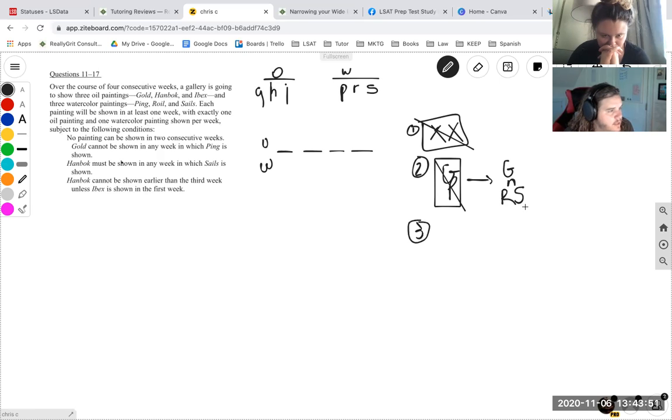All right, H must be shown in any week that S is shown. Okay, so we would do H, S, and those two are going to be in a box together. Okay, so this one is a little bit different because this is saying if S is shown, then we must have H. But couldn't we have H without S? Yes, we could. So that's where these don't have to go together. It's just if S, then we have to have H.